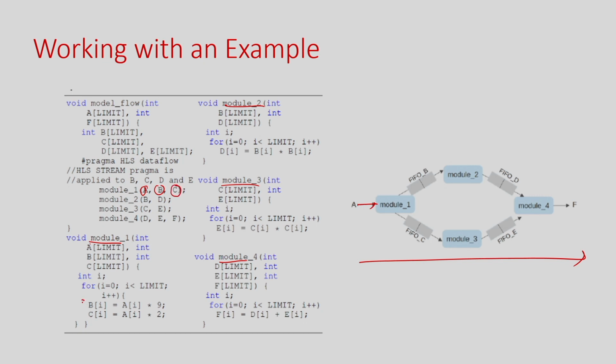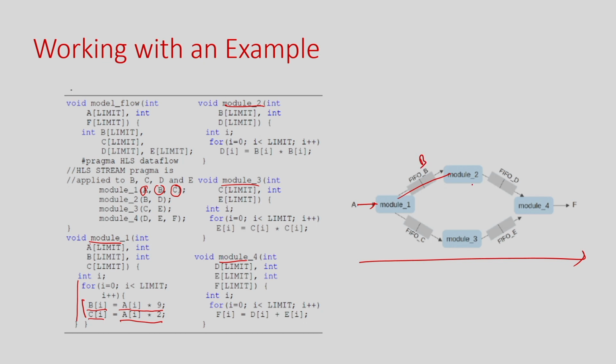I am just taking a very simple example, so there is a loop inside the function module 1, and it is basically calculating arrays B and C using this equation. Whatever the Ai is, I am just multiplying with 9 to produce Bi and multiplying with 2 to produce Ci. These are all dummy operations just to represent things, and now this B goes to module 2.